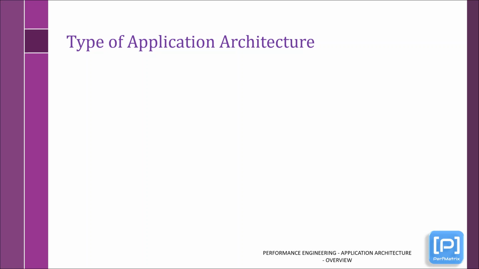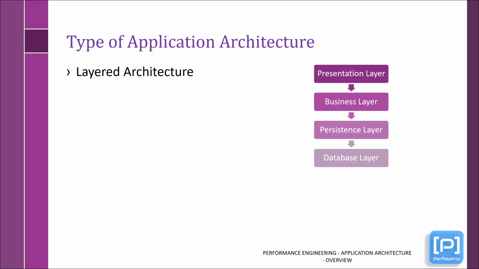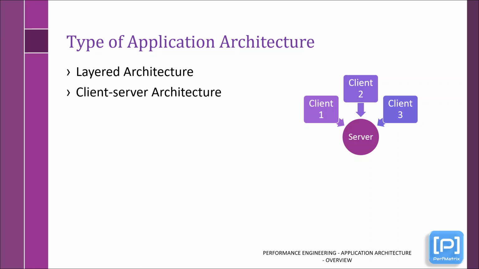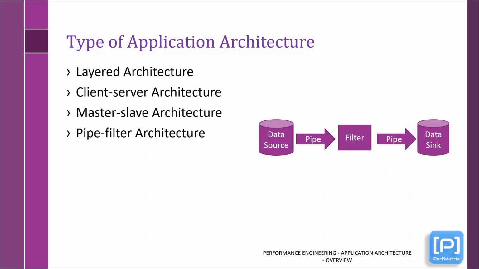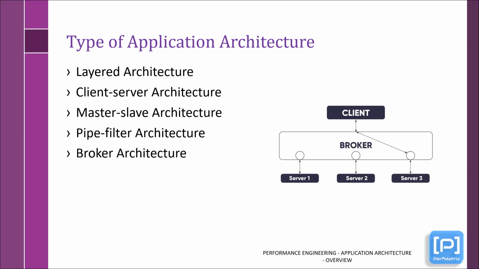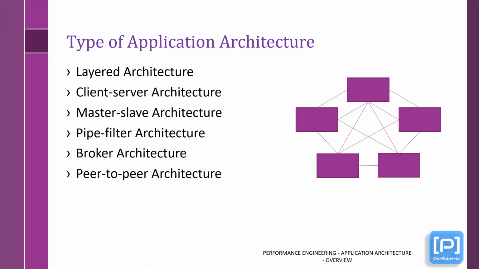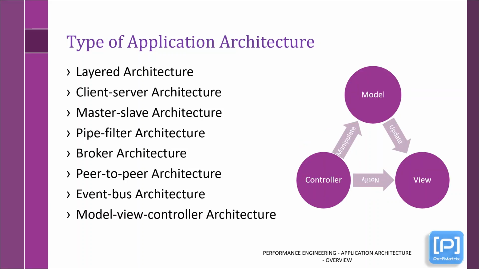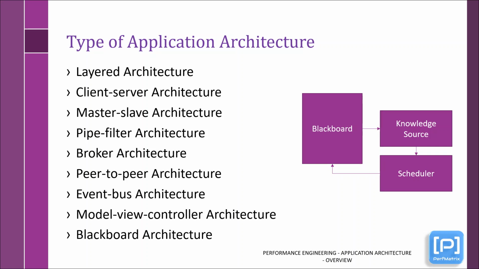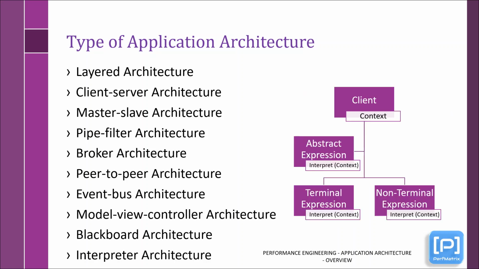The different types of application architectures are layered architecture, client-server architecture, master-slave architecture, pipe filter architecture, broker architecture, peer-to-peer architecture, event bus architecture, model view controller architecture, blackboard architecture, and interpreter architecture.